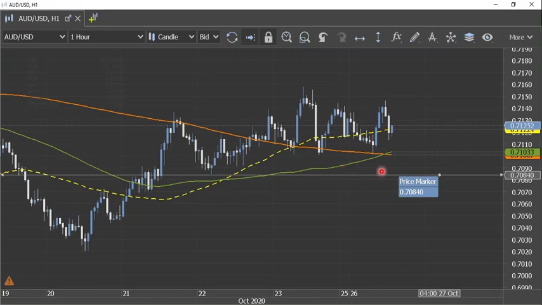So unless and until there is a break on the downside below this crucial support area, we can be fairly hopeful of AUD/USD consolidating and then starting to rally on the higher side. And that is the bet I am also willing to take.